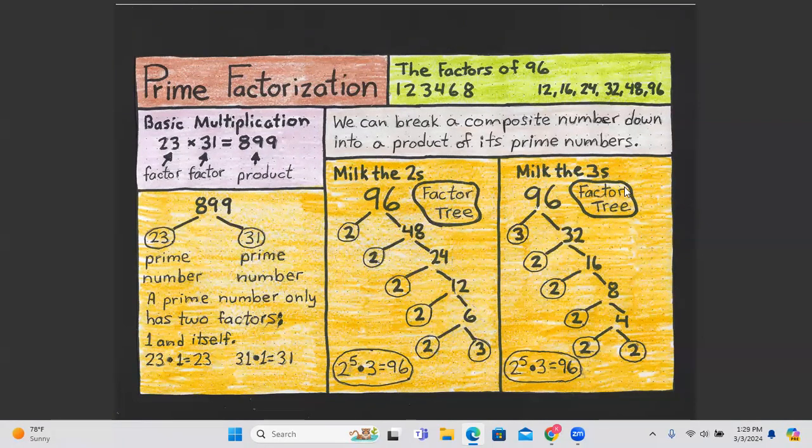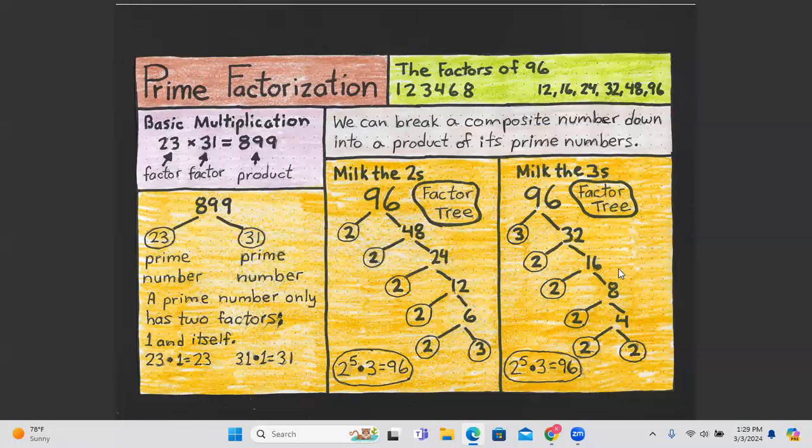Now let's see what happens when we milk out the threes. And we know that 3 times 32 will give us 96. And so we know that 3 is a prime number. The 32 is not, it's a composite number, so we can milk out a 2 here. And we know that 2 times 16 will give us 32.